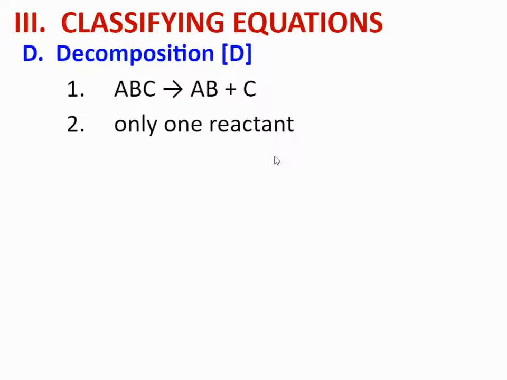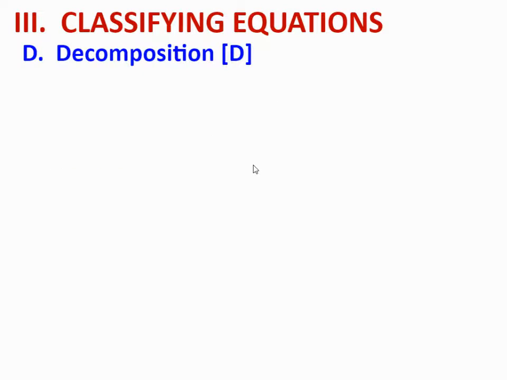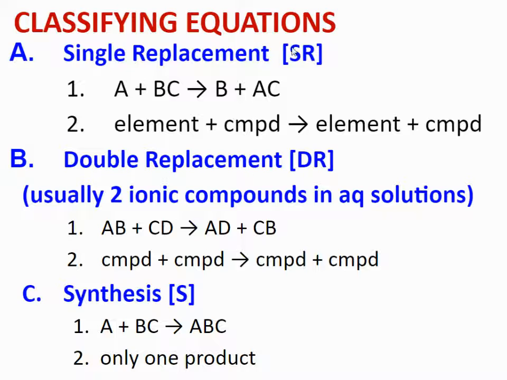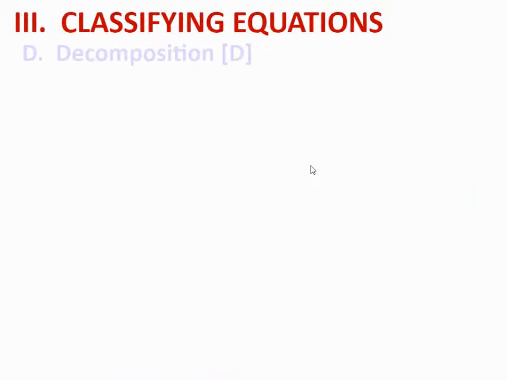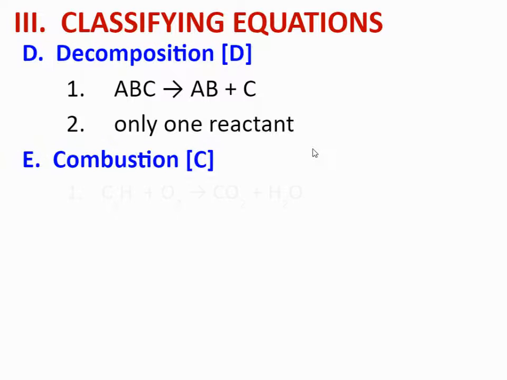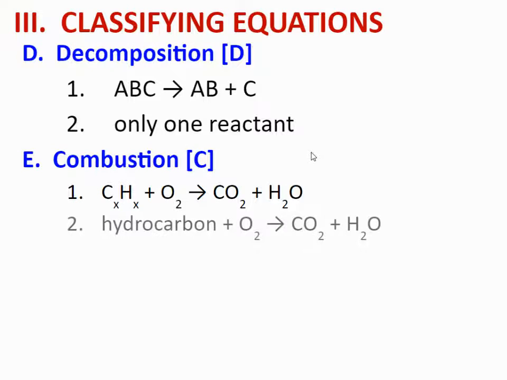So remember, we're basically being detectives to figure out the different types of equations that we're going to do. Oh, by the way, you can always shorten all of your reaction types by just their letters. So SR for single replacement, DR for double replacement, S for synthesis. Now, decomposition is D, and then combustion is C.